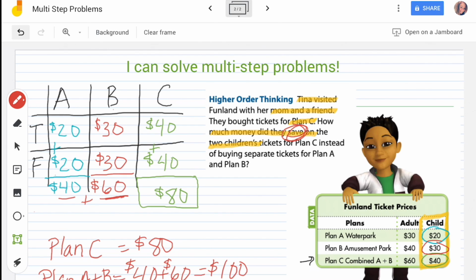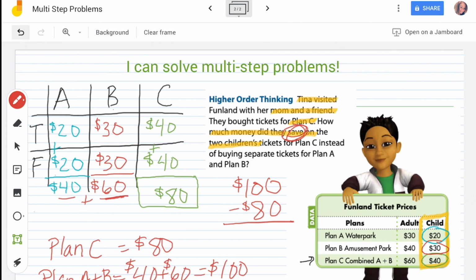$100. Is that more or less than what they paid for Plan C? That's right, that is less money. Well, let's figure out how much less, like the question asks. How am I going to do that? If you're thinking subtraction, you are right. If I know that Plan A and B cost $100 and I only paid $80 under Plan C, I'm going to subtract them to find the difference.